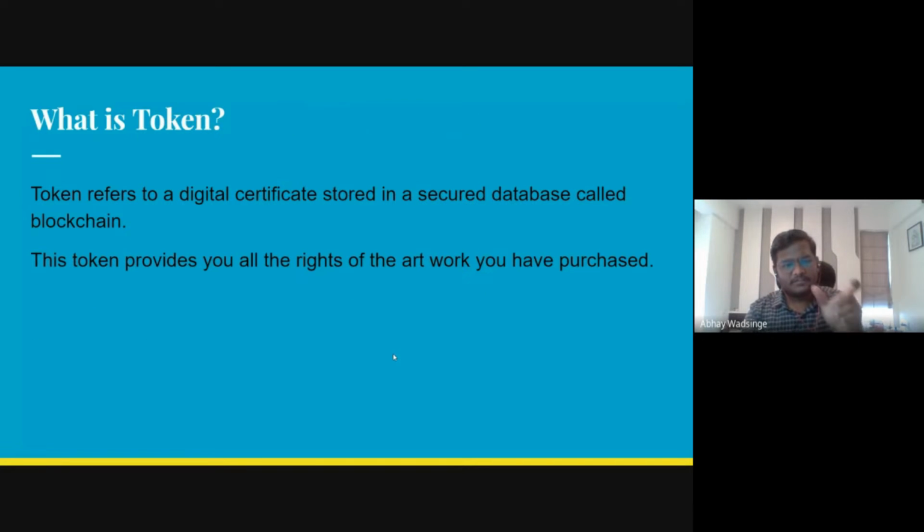Now, if we understood non-fungible, what is token? The token refers to a digital certificate stored in a secure database called blockchain. When you buy an NFT, just for example, I've bought an NFT for 0.1 Ethereum, and at the end, when the transaction is successful, I'll get a digital certificate in which the digital signature of the main creator of the artwork will be present, right? So this certificate is the proof that I am the real owner and I've bought this NFT for XYZ amount, at XYZ time and date, and all the proof. So this thing is called token. It means the token provides you all the rights of the artwork you have purchased. So it's a digital certificate basically. That's it. So this is the whole splitting of NFT, what NFT really is.